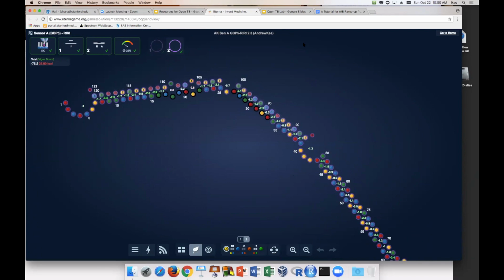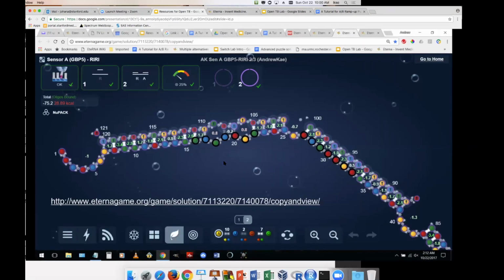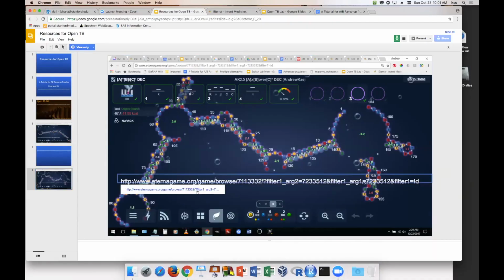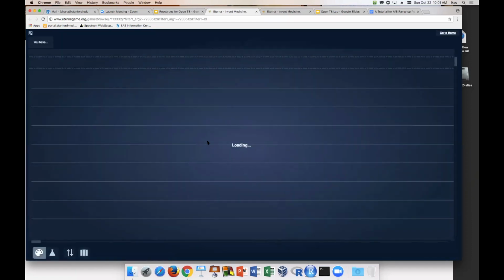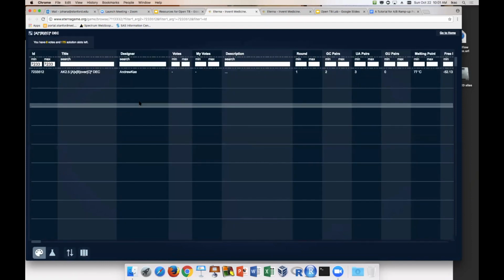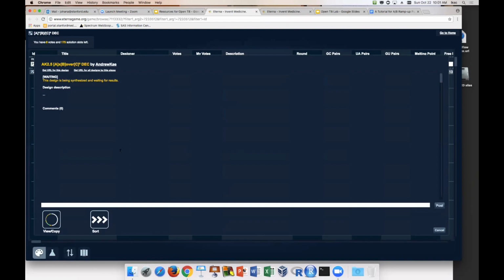Okay, so that's that one, and then let's go back here and see what we have left here. I gotta go to this. This is the one, the A times B over C squared DEC, that scored the highest for what I had.